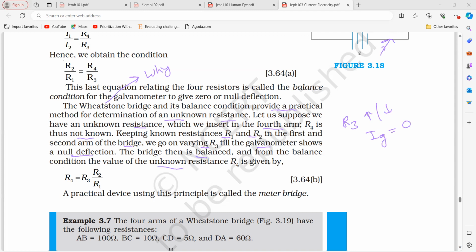The bridge is then balanced, and from the balance condition we can find the value of an unknown resistance. R4 is given by this equation. A practical device using this principle is called a meter bridge, and this is important from the practical part.